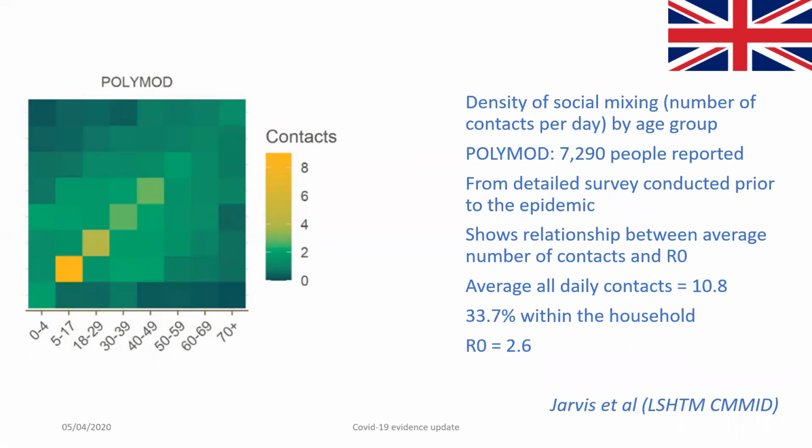Of the 7,290 people in the Polymod study, they kept a diary of their physical contacts, involving skin touching, and non-physical interactions with people on a daily basis. The heat map on the left shows the frequency of physical contacts between people of different ages. The lighter the color, the more contacts the people of those ages have with each other. So, for example, the bright yellow box shows that physical contacts between people aged 5 to 17 are very high, with 8 on average, which is the effect of social mixing at schools.